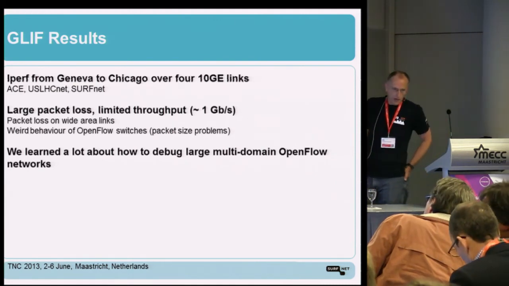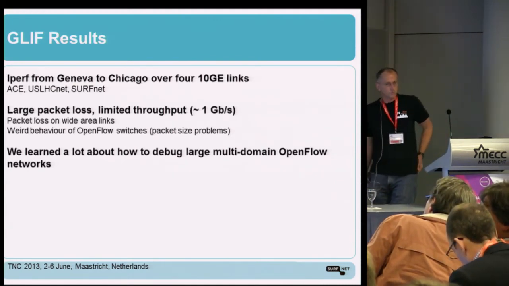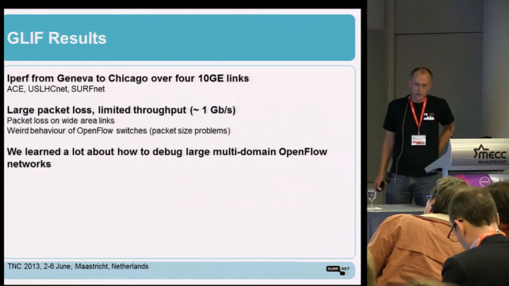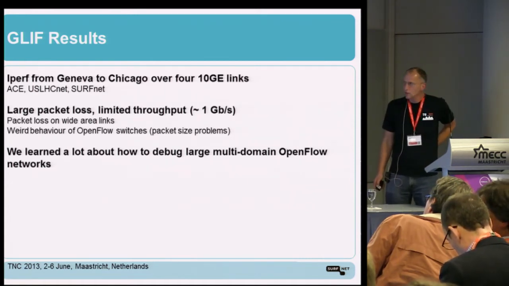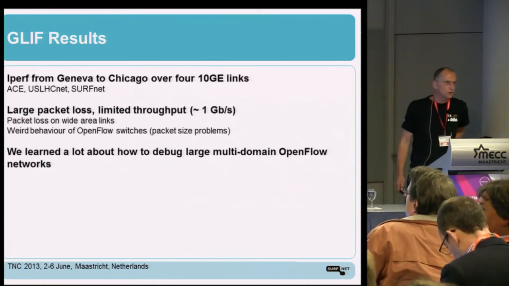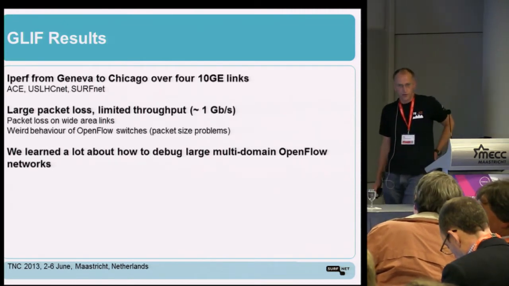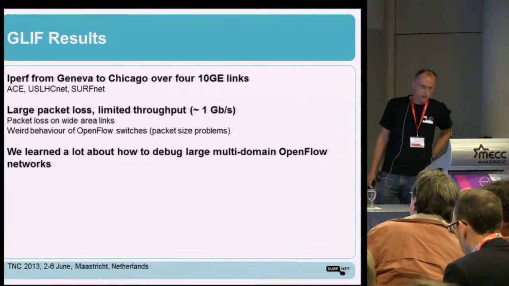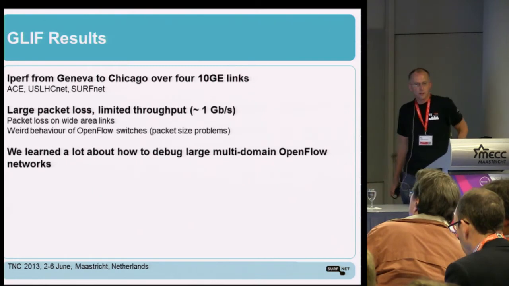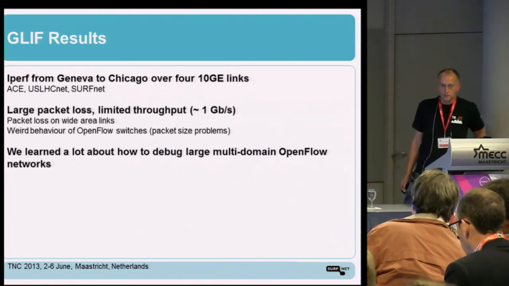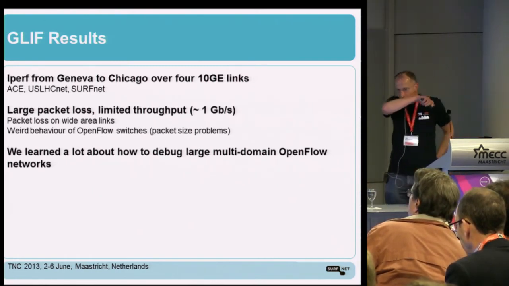We used iPerf to send data from Geneva to Chicago. We used 4 10 gig links: the ACE transatlantic link, the USLHCNet link, also transatlantic, and a SURFnet link.